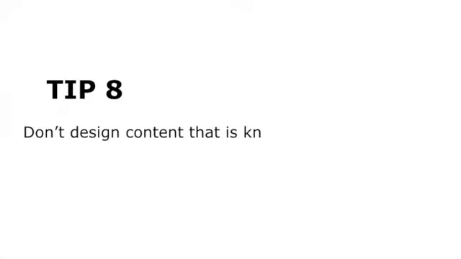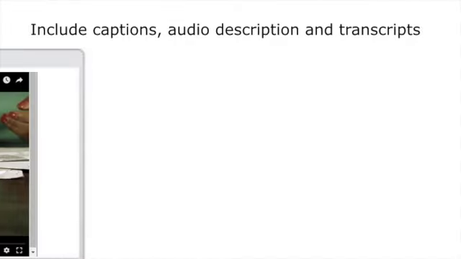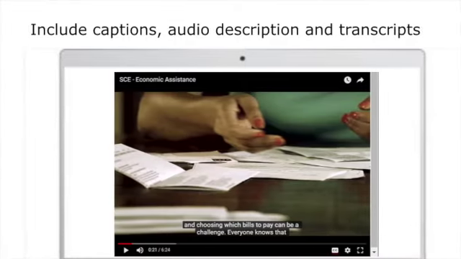Tip 8. Do not use flashing content, as this can cause seizures. Don't set audio or video to play automatically. Instead, allow the users to stop, pause, and start video and audio. Make sure to include captions, descriptive audio, and text transcripts to video content.